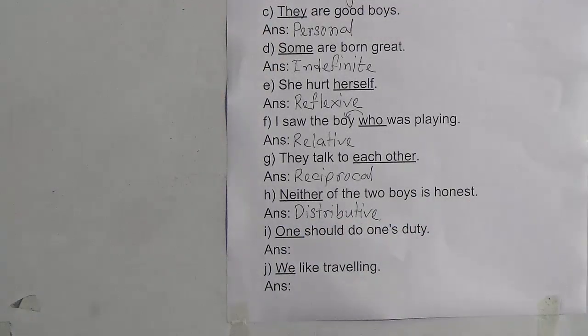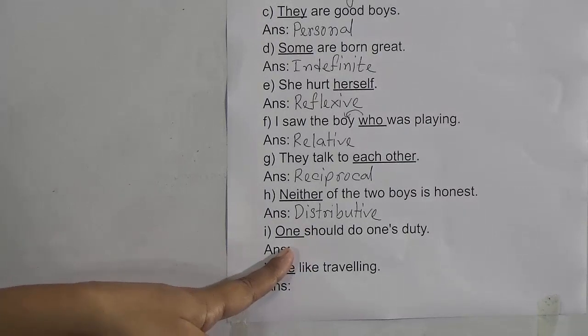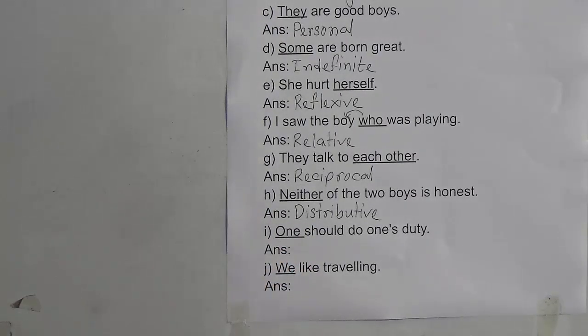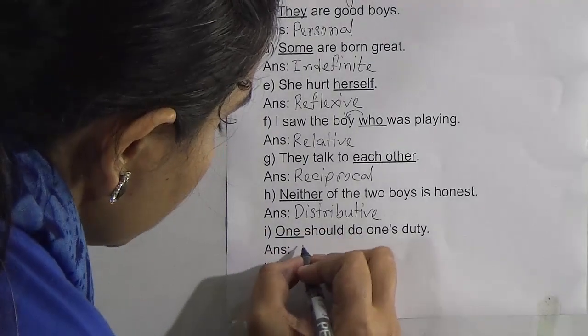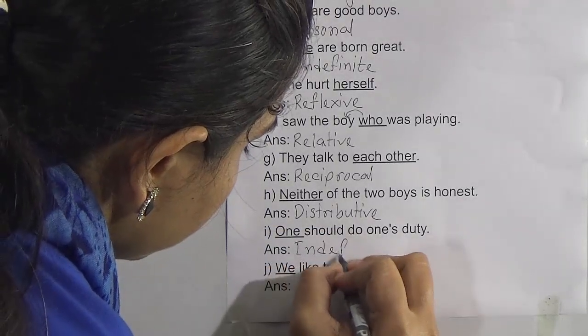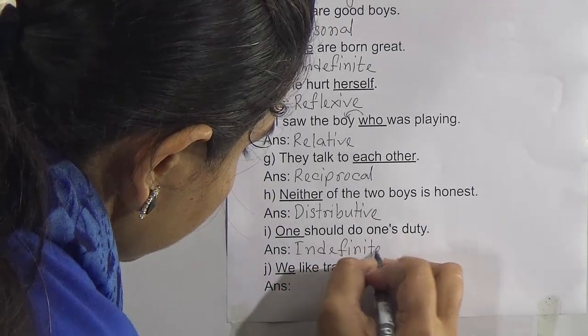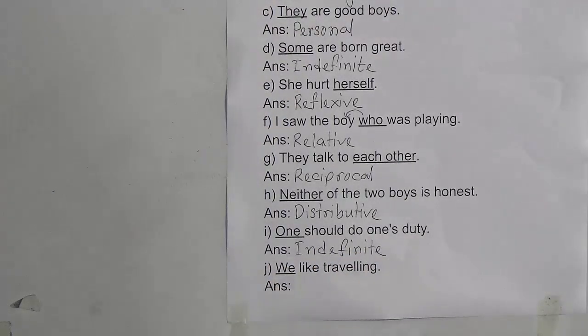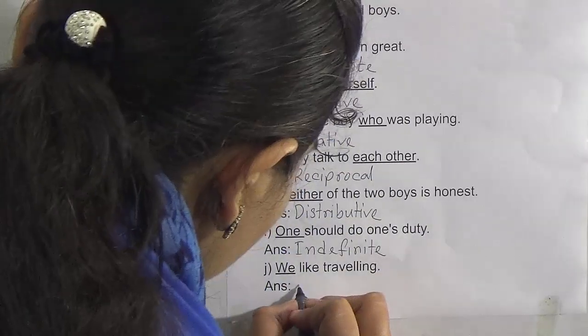Now number I, one should do one's duty. That means we did not point out a particular person. We tell it in a general manner. So it will be indefinite pronoun. Now the last one, number J, we like traveling. The word we refers to the person or people, right? So it will be personal pronoun.